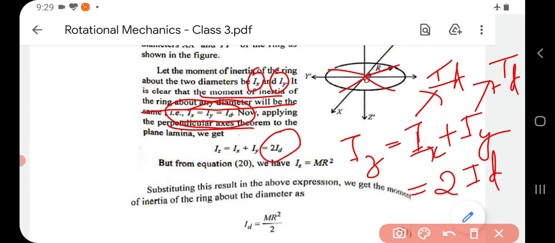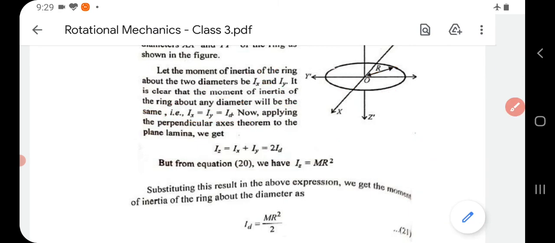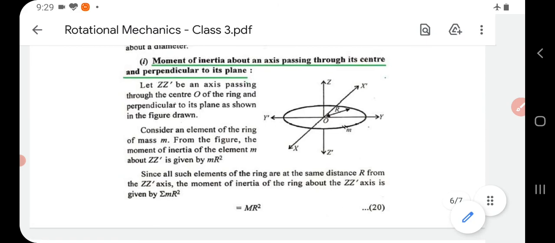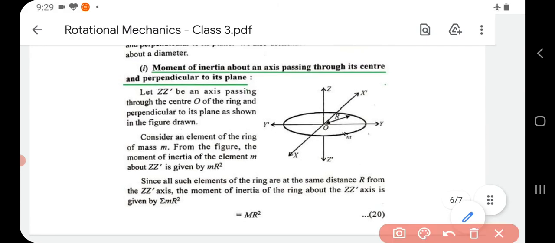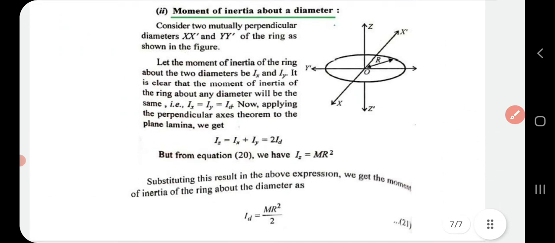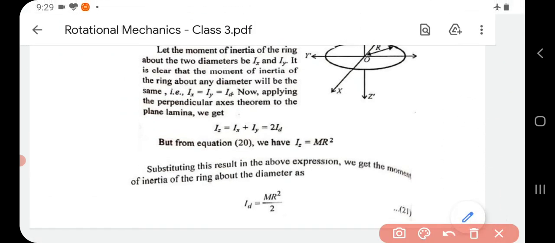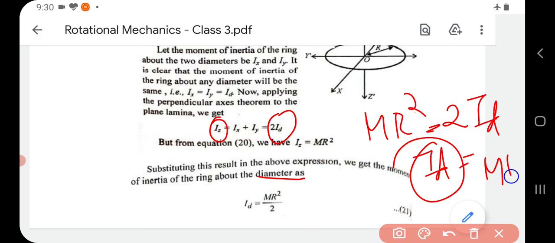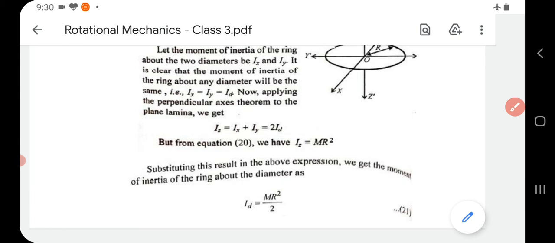But from equation 20 we have already discussed that Iz, that is the moment of inertia about an axis passing through the center, is MR square. So you just substitute the value there. That is, in place of Iz you substitute MR square. So MR square is equal to 2Id. So the moment of inertia of the ring about the diameter, that is Id, will be equal to MR square by 2. Okay.